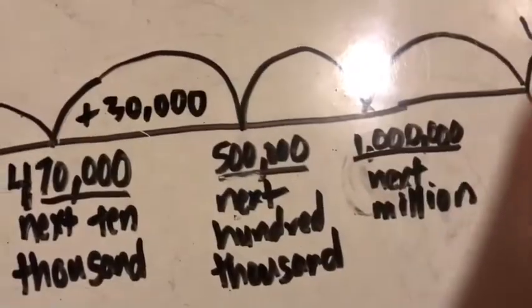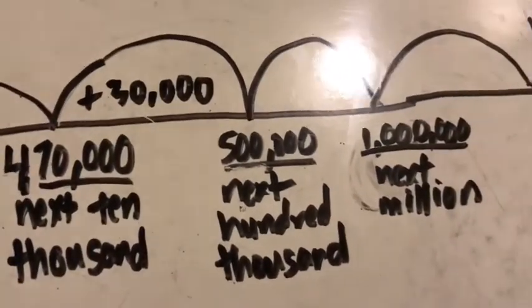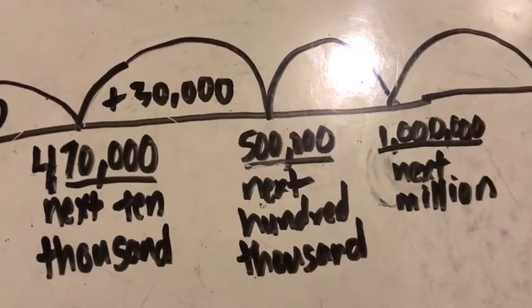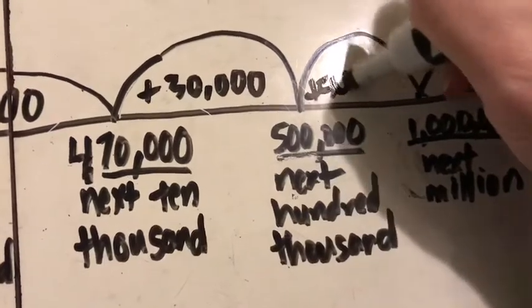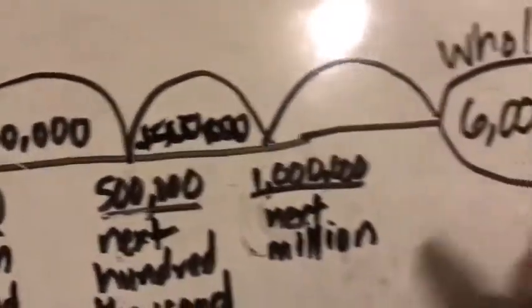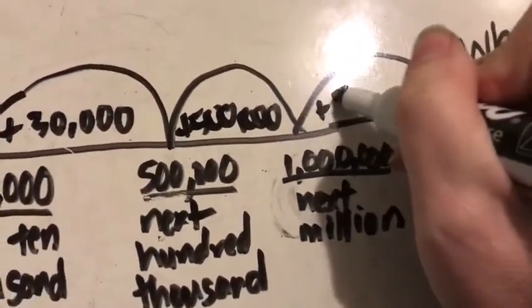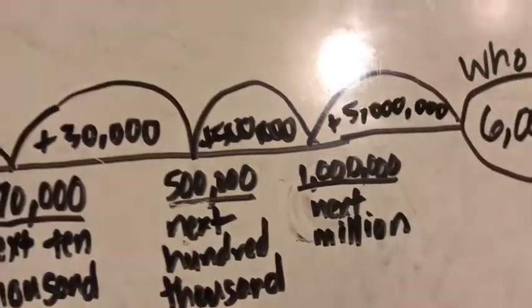Okay, so now that I'm at 500,000, I need to get to 1,000,000. Well, 500 plus 500 will get me to 1,000,000. So I need another 500,000. Sorry about that glare. And then to go from 1,000,000 to 6,000,000, I would just need 5 million. Just need 5 million. Like, that's a lot, right?